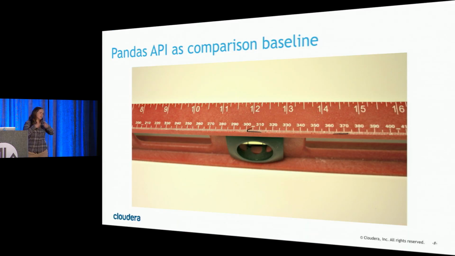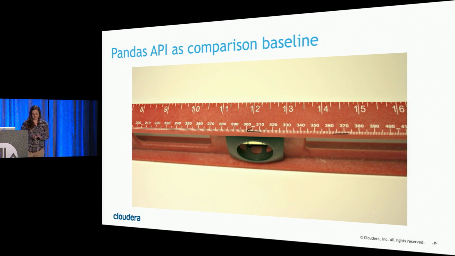I claim that in Python, pandas is the default data frame. It is the API that when you think of a data frame in Python, it's probably the one you think of. I actually don't know of other ones. I'm sure they exist. I'm going to use pandas as a baseline for a comparison of these APIs.